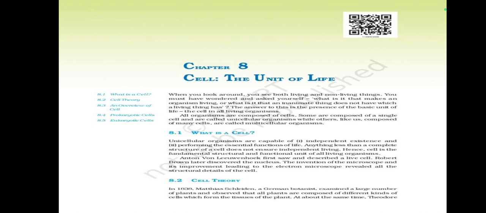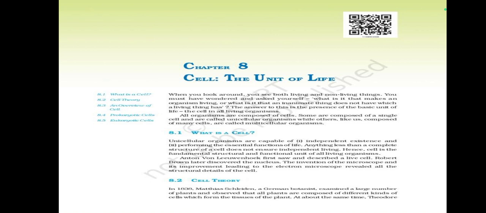All organisms are composed of cells. Some are composed of a single cell and are called unicellular organisms, while others, like us, composed of many cells, are called multicellular organisms. What is a cell? Unicellular organisms are capable of independent existence and performing the essential functions of life. Anything less than a complete structure of a cell does not ensure independent living. Hence, the cell is the fundamental structural and functional unit of all living organisms.